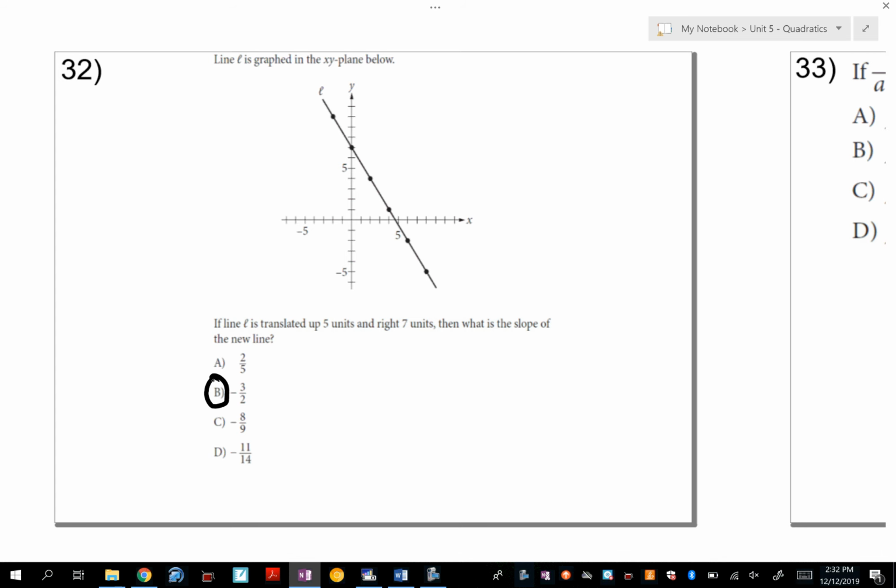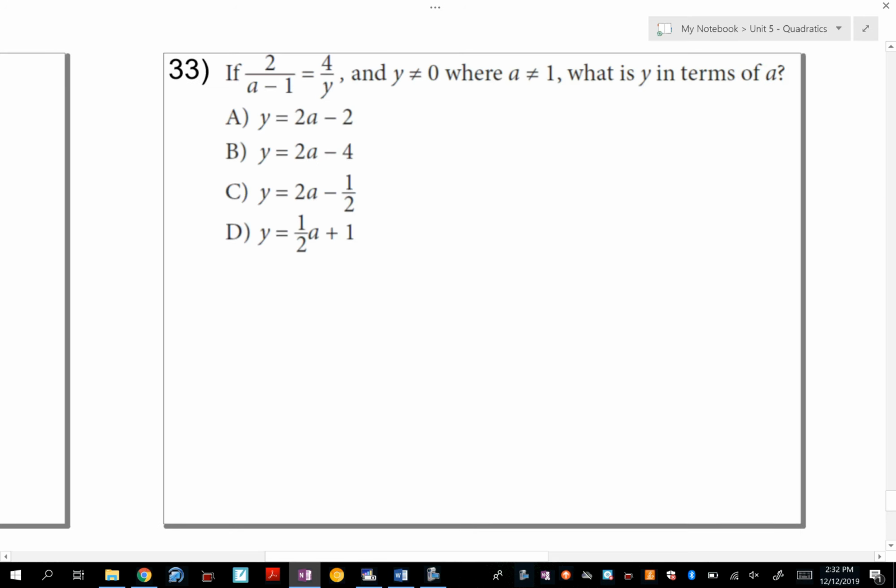We're going to stay. Yes, Adrian? Okay. Number 33.